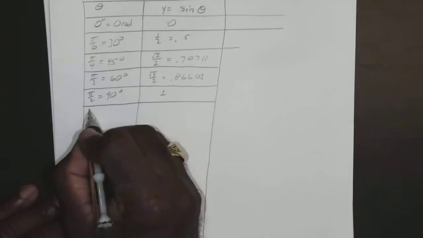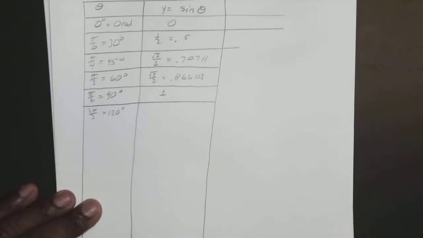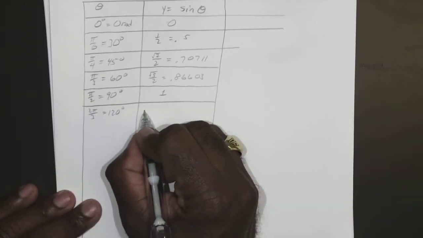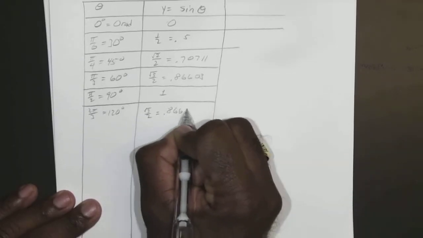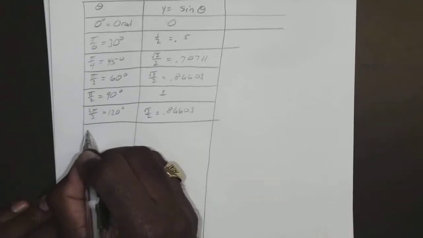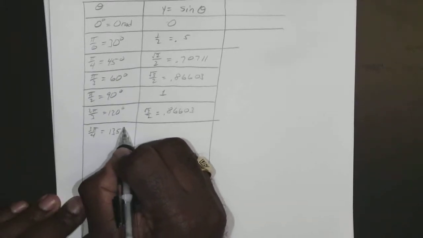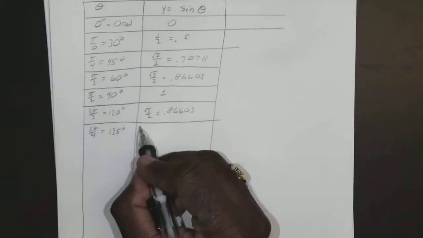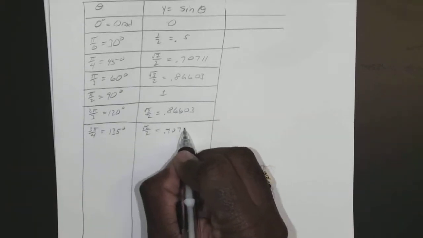Okay, so what if we go to 2 pi over 3, which is 120 degrees? It actually starts going back down to square root of 3 over 2, which is 0.86603. Then if you go to 3 pi over 4, which is 135 degrees, that's actually square root of 2 over 2, which is 0.70711.